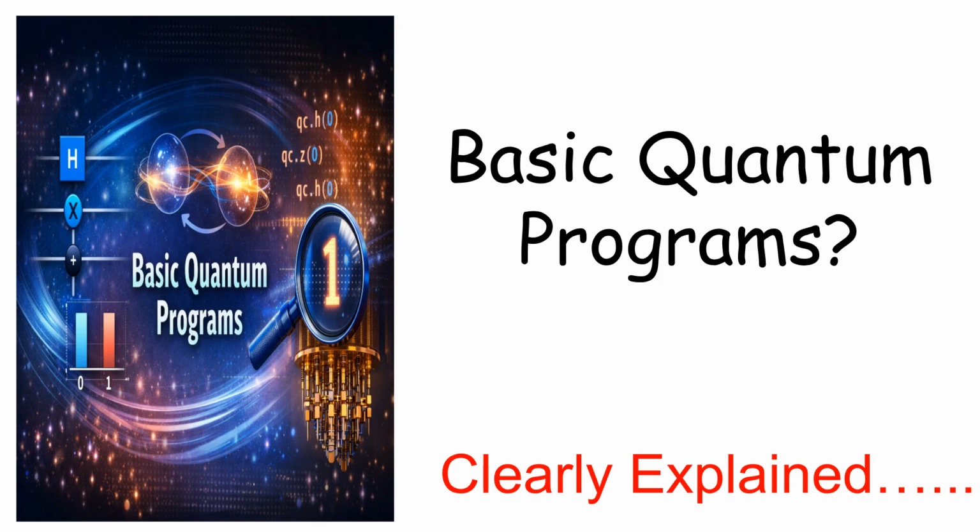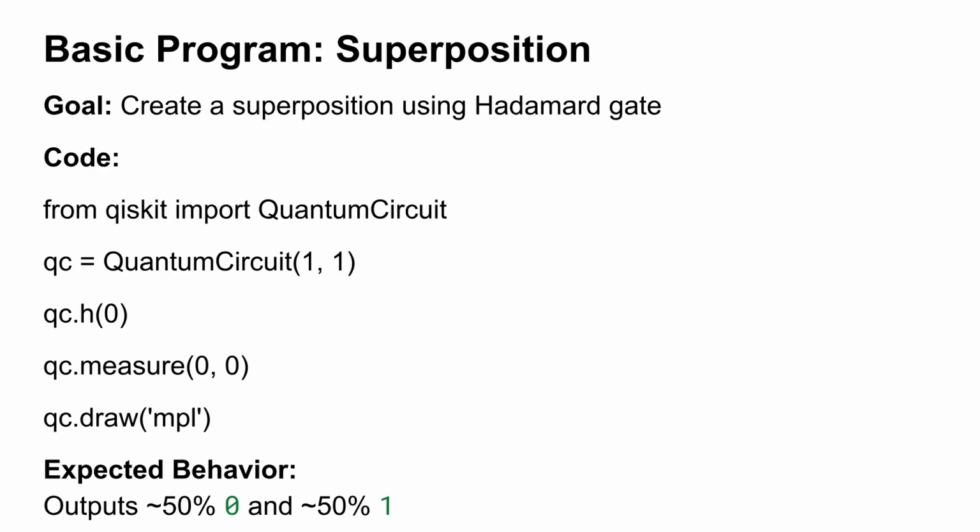This video will clearly explain some basic quantum programs using Qiskit. First, we look at creating a superposition using the Hadamard Gate. The circuit uses one qubit and one classical bit. This program is expected to output 0 and 1, with about 50% probability each.